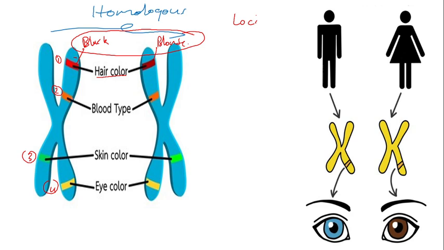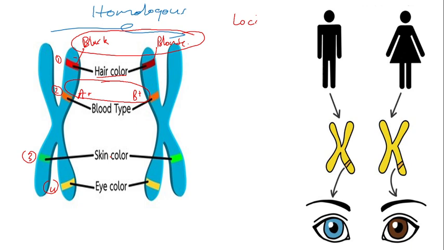At locus 2, we find blood type. Dipuo's blood type is A plus, for example, and Bas John's blood type is B plus. These are alternatives. Dipuo has A plus, Bas John has B plus. Those alternatives are known as the alleles. Are you seeing the trend? They exist in pairs. Now, skin color is the same at locus 3.